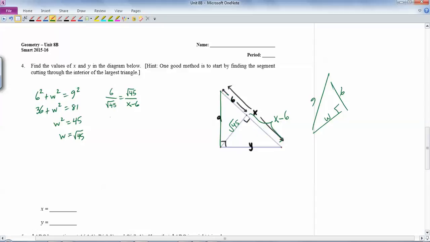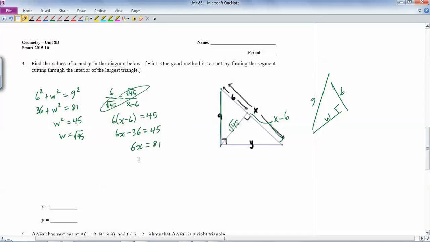Okay, so let's work this out. If I cross multiply, that's going to be root 45 times root 45, which is regular 45. So now I got 6x minus 36 equals 45. 6x is going to be 81. Is that right? 45 plus 36 is 81, yeah. And then x will be 81 over 6, which is 13.5. So that's x, 13.5 here.